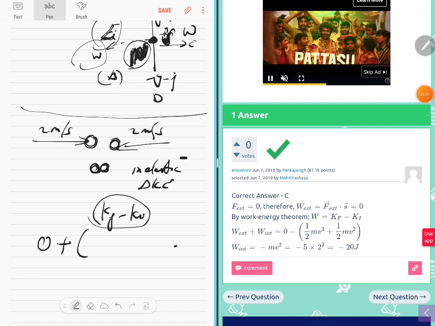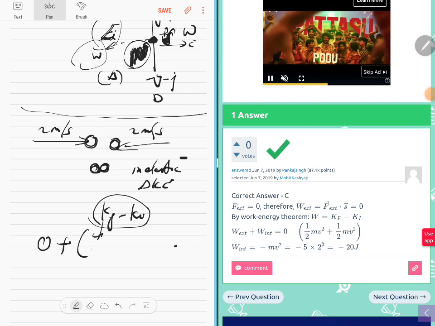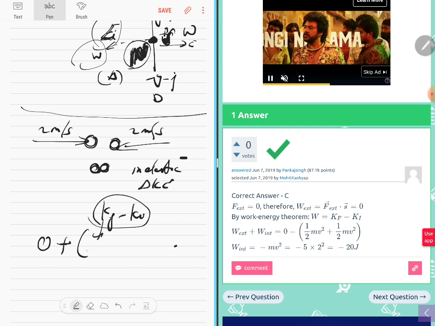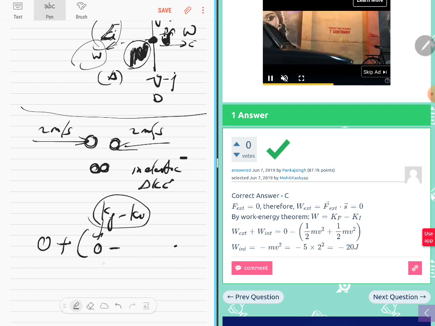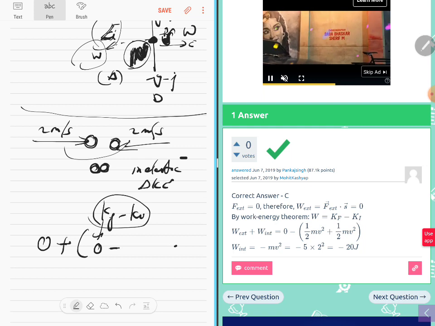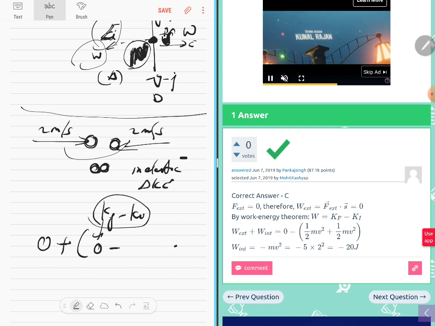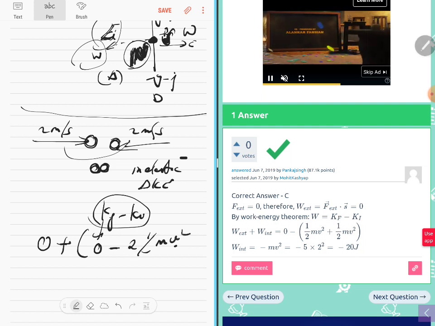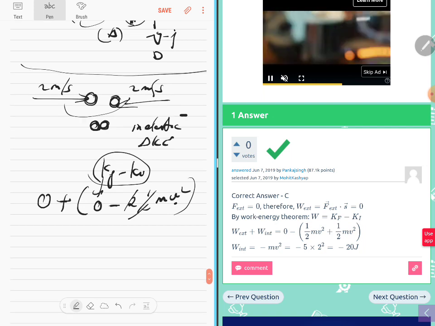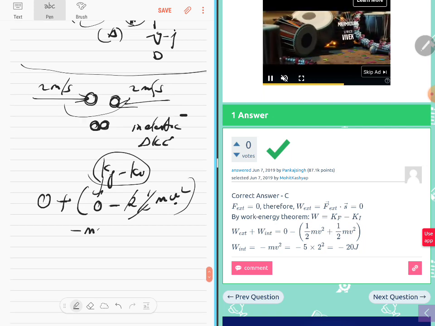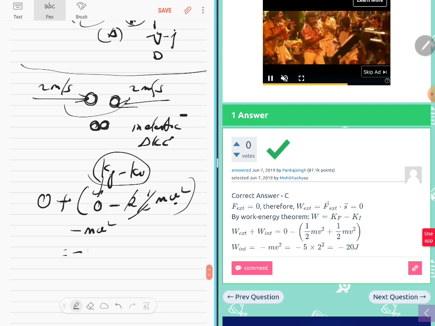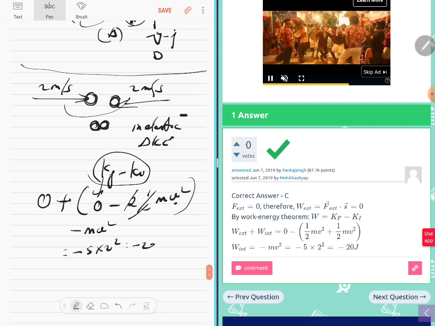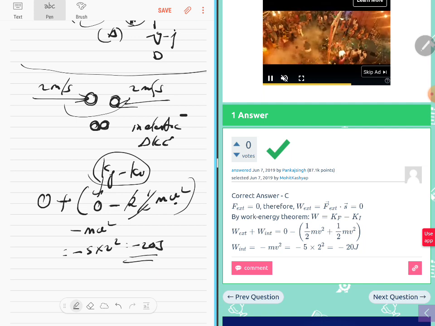K final is zero, because they are actually coming to a standstill. Final kinetic energy is 0 minus initial kinetic energy. Initial kinetic energy will be the addition of these two energies because both of them have energy. There's no vector involved, so you can just say 2 times half mv square. The 2 and 2 get cancelled. Thus you get minus mv square to be the change in the energy. So minus 5 into 2 square, and therefore minus 20 joule is the work done purely by the internal force.